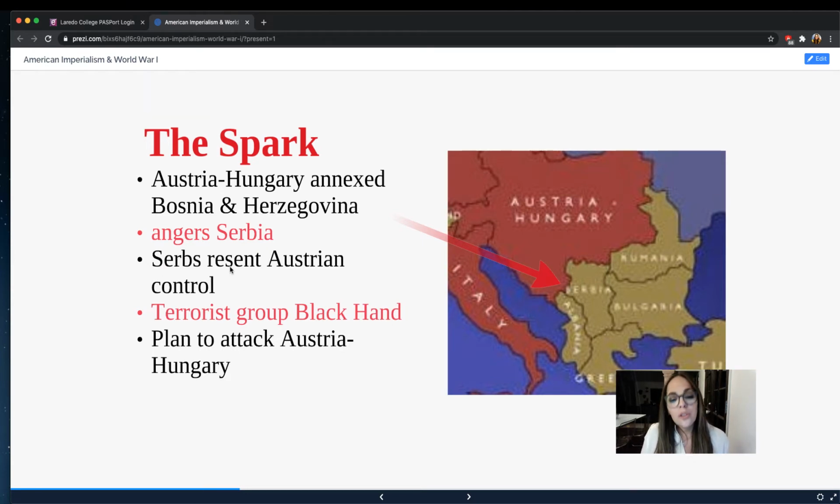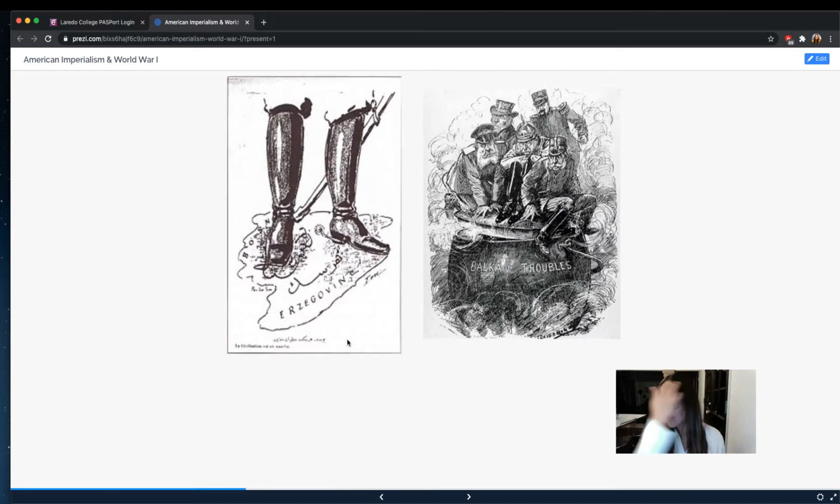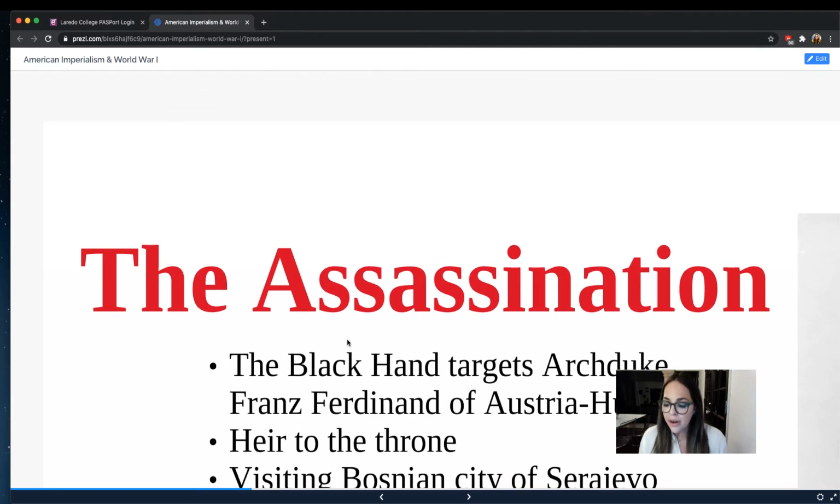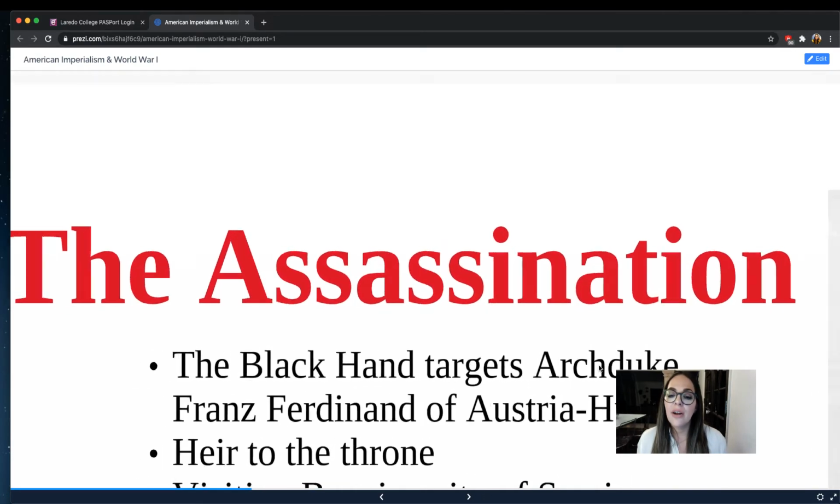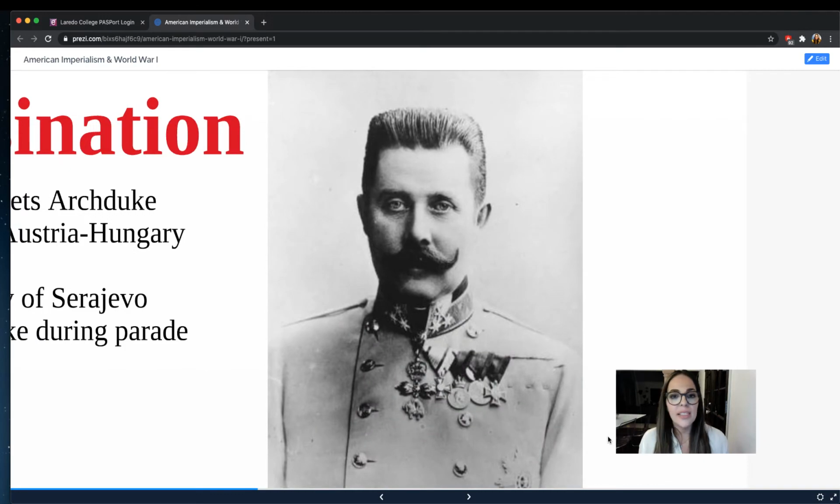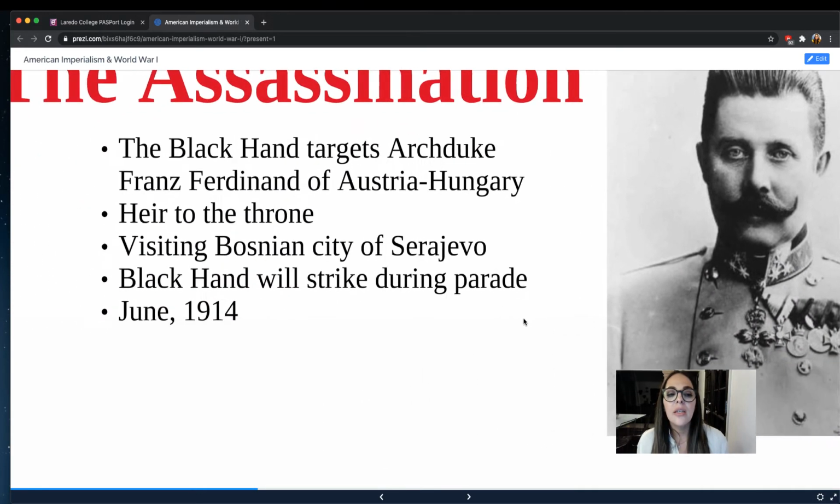So the Serbs are going to plan an attack on Austria-Hungary, and they're looking for the perfect opportunity to do this. And they hear that the Archduke Franz Ferdinand is planning on visiting the Bosnian city of Sarajevo. So this is him right here. That's the Archduke Franz Ferdinand.